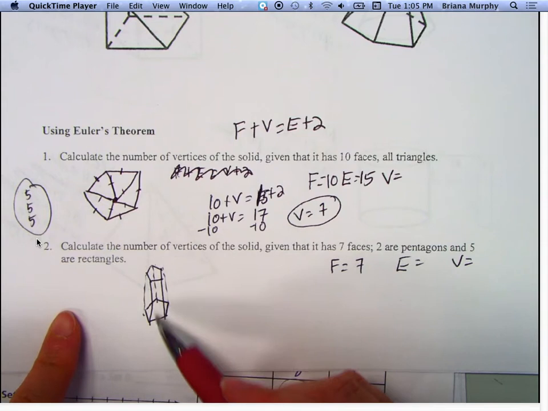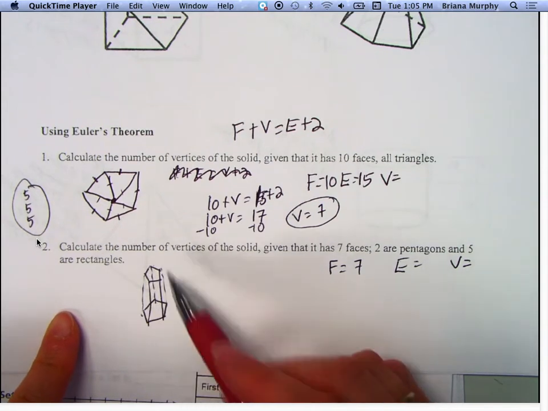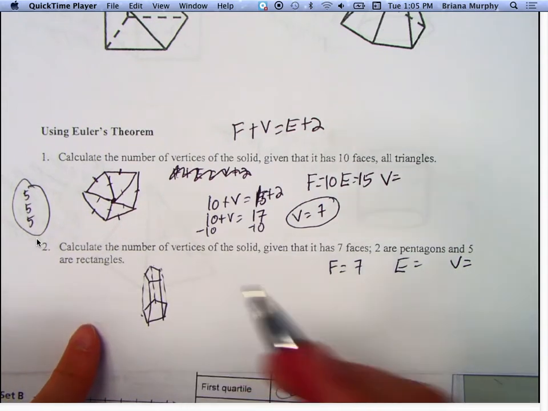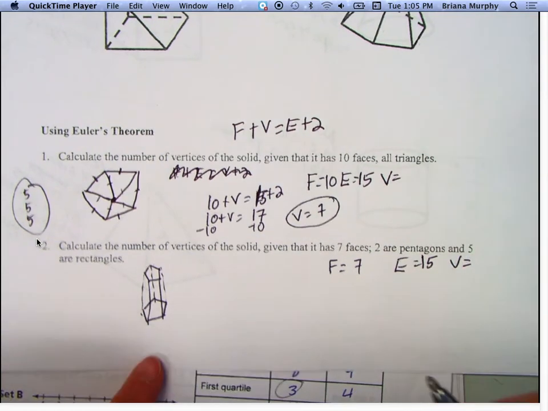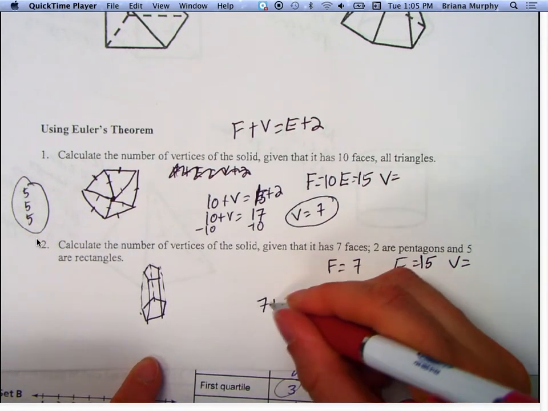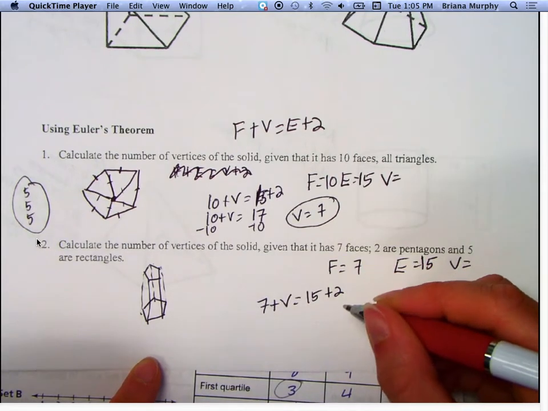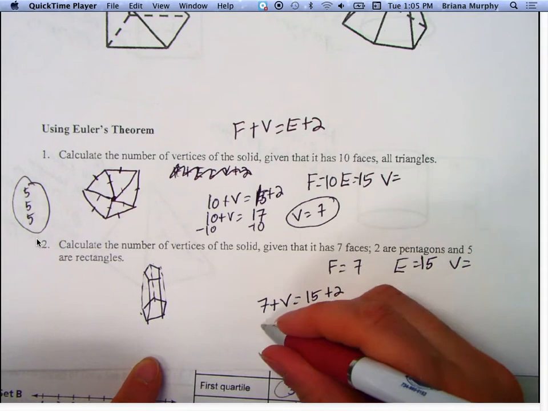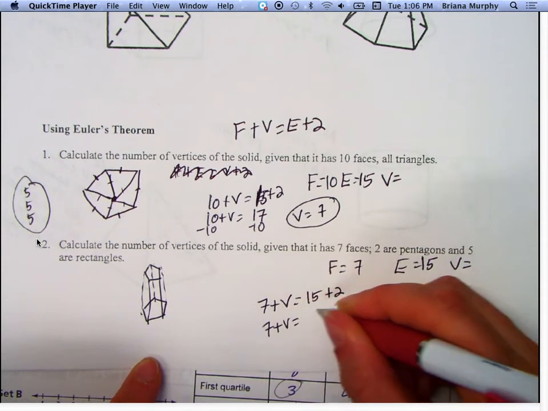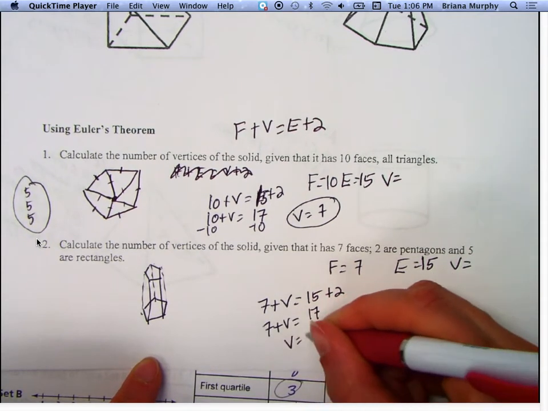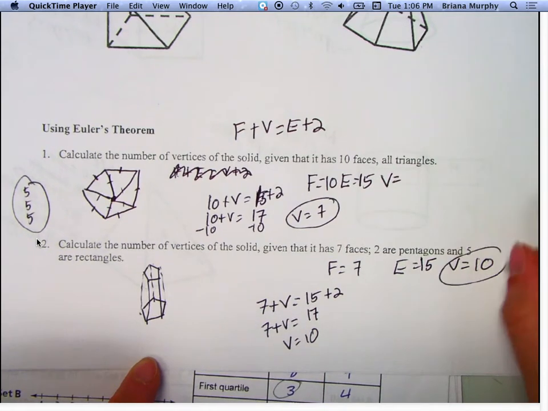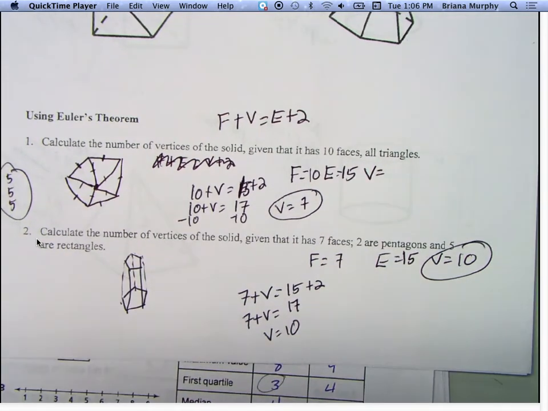5 on the top and 5 on the bottom, right? And then 5 for them meeting each other. So a total of 15. So I'm going to say my faces plus my vertices equals my edges plus 2. So 7 plus vertices equals 17. So vertices equals 10. Okay.